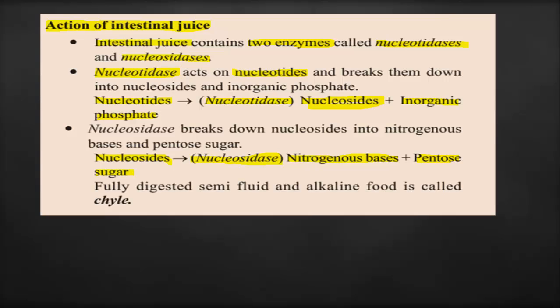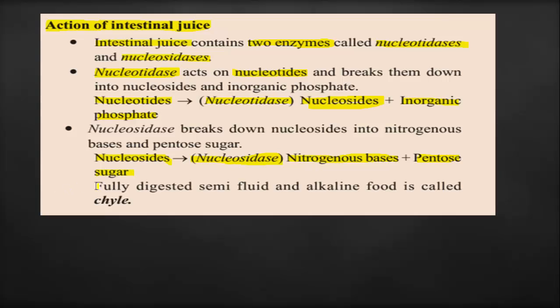So the two more enzymes that are present in the intestinal juice for the breakdown of nucleic acids are nucleotidases, which act on the nucleotides, and when the nucleotides are broken by nucleotidase, the resultant products are nucleoside and inorganic phosphate. The nucleoside is broken by nucleosidase and the products are a nitrogen base and pentose sugar.